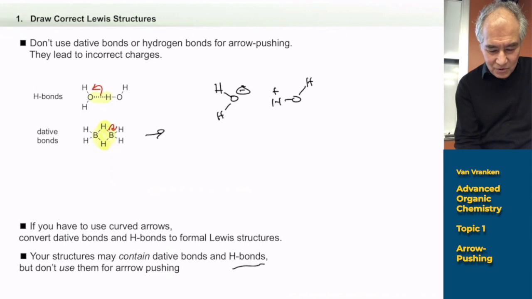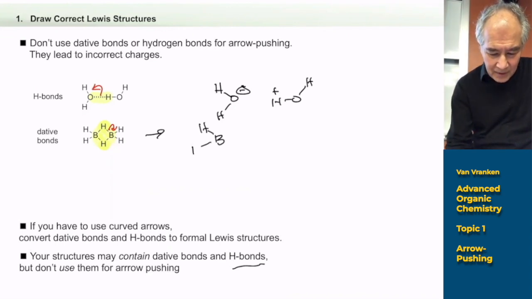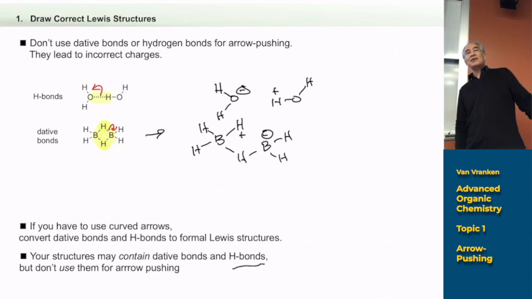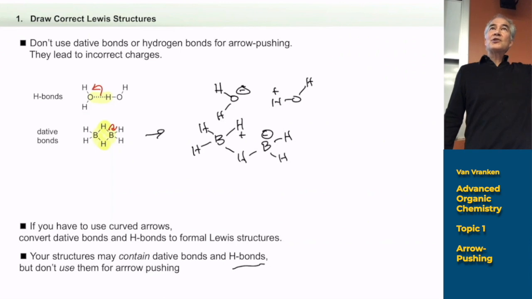Let me try to just break these bonds one at a time. So we're going to be messed up here. Dative bonds are great if you want to avoid having -7 charges on your transition metals. But when you try to apply them to arrow pushing, it's just going to be messed up. Here I would end up with an incorrect negative charge on boron and an incorrect positive charge on that hydrogen, and that's not right. You could have a dative bond somewhere else in your structure, way away from the arrow pushing. Just don't use those dative bonds for arrow pushing.